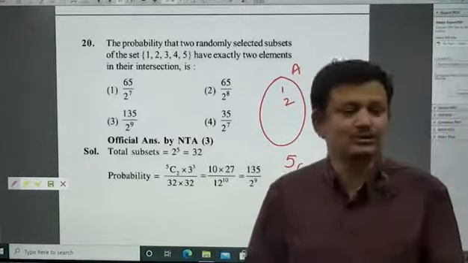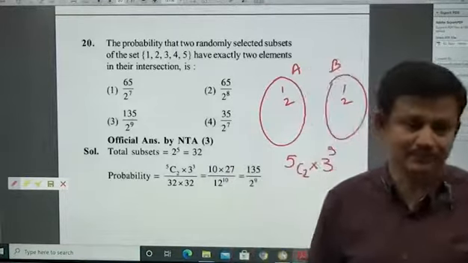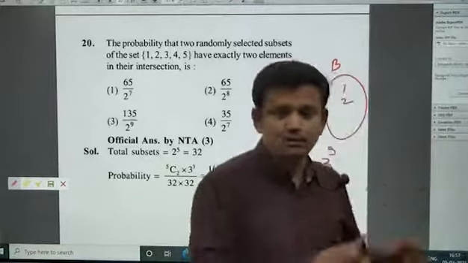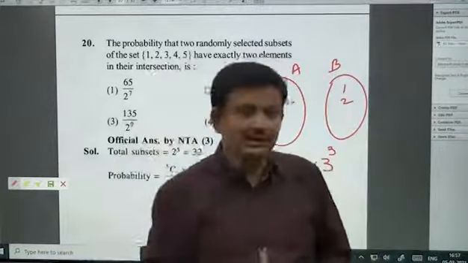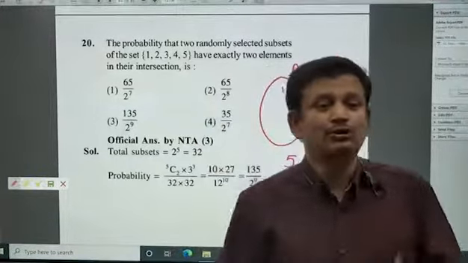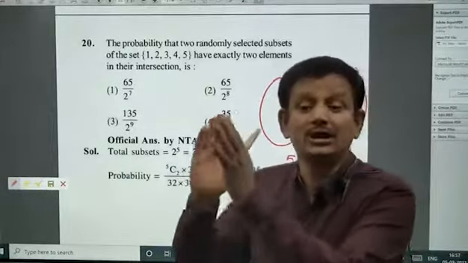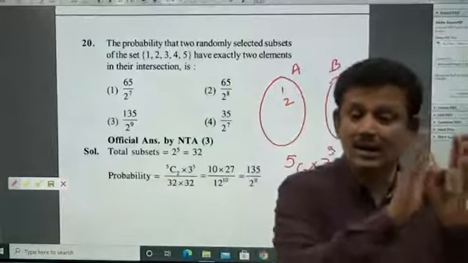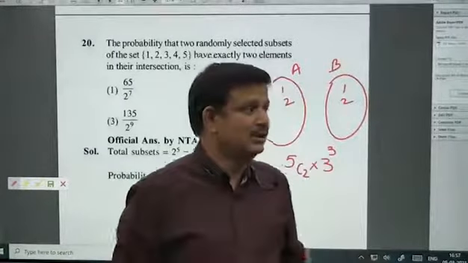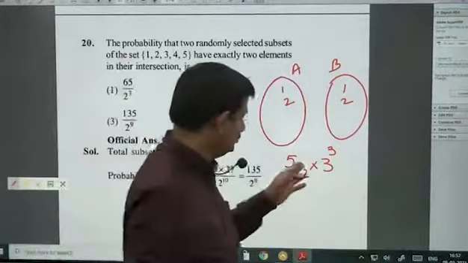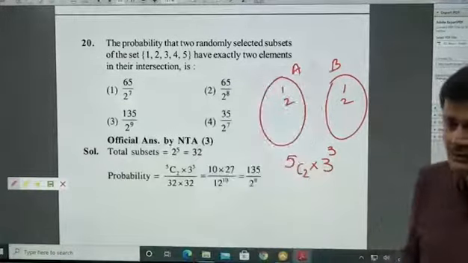So in how many ways can you form sets whose intersection has exactly 2 elements? First decide which 2 elements: 5C2 ways you can select them. Now those 2 elements should be in both A as well as B, so put them in both A and B in one way. Remaining elements you can choose between putting in A and not in B, putting in B and not in A, and not putting in any of them. Is that clear? So 5C2 into 3 cube.